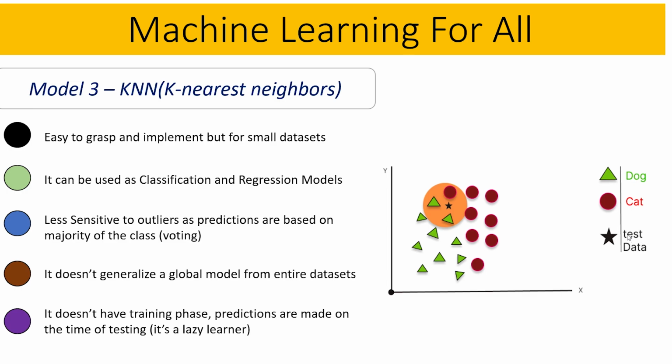So this new data point, the star, should be classified as the dog class, because it has 2 points for the dog and 1 point for the cat. We take the vote.